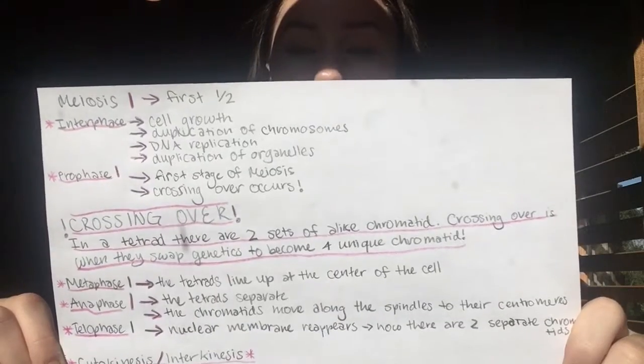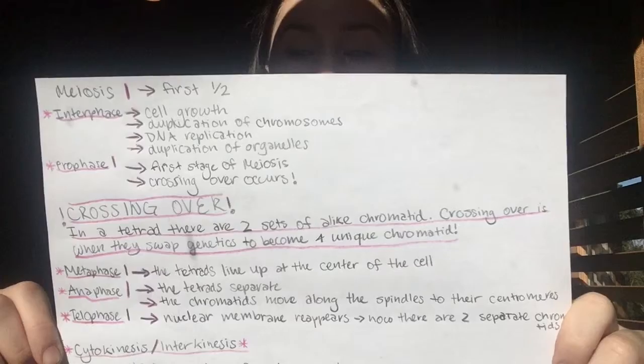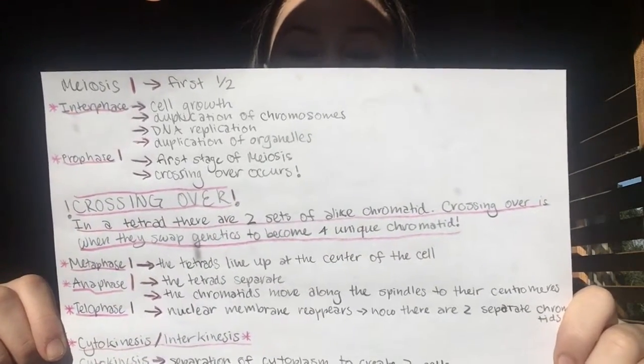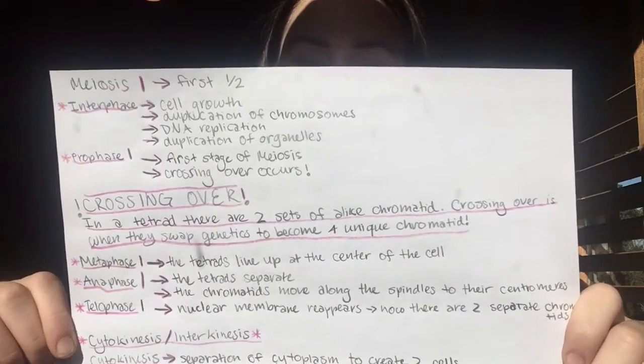where crossing over occurs. I'm now going to take some time to explain crossing over, just for those of you who don't know. In a tetrad, there are 2 sets of a like chromatid. Crossing over is when they swap genetics to become 4 unique chromatid. It's really not that complicated.